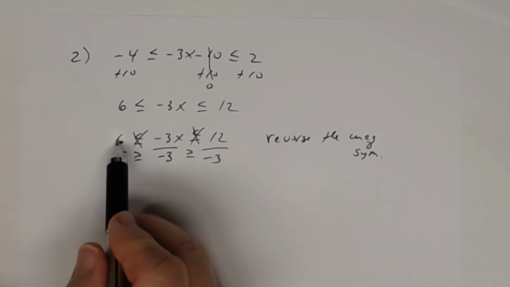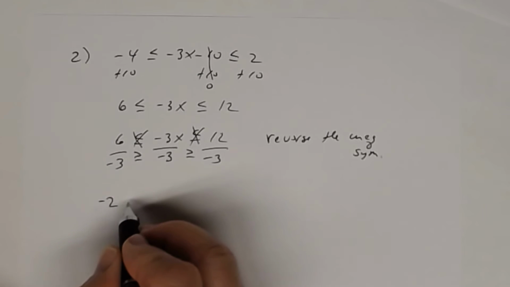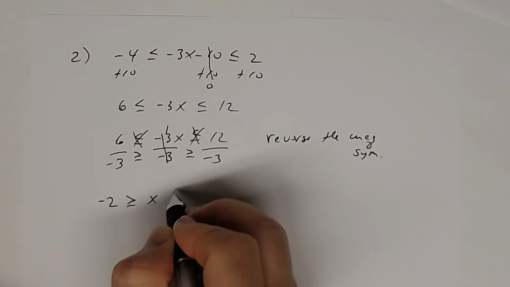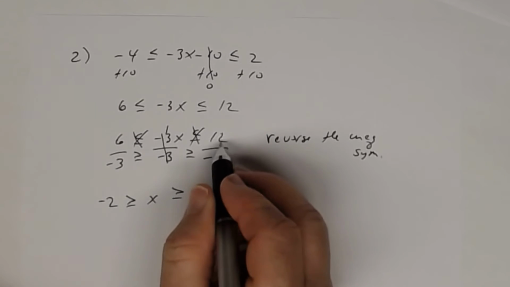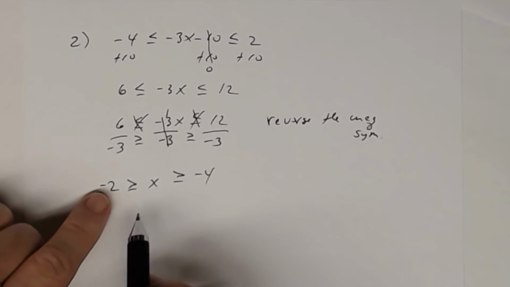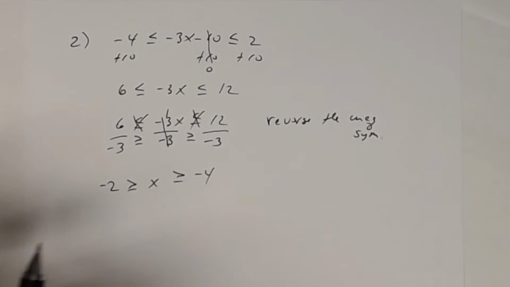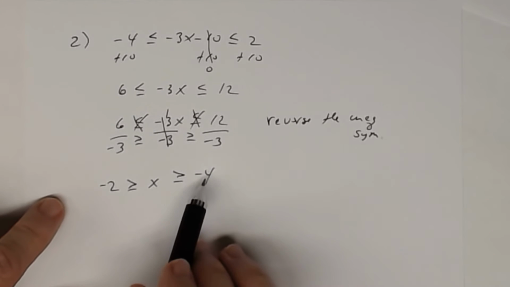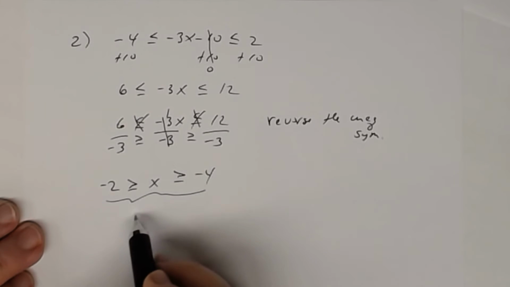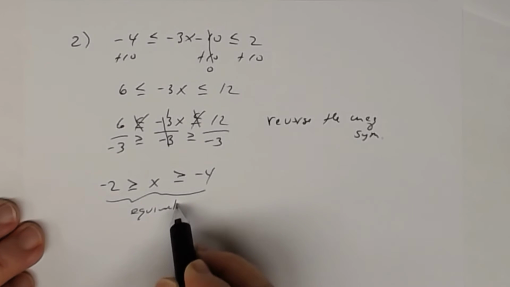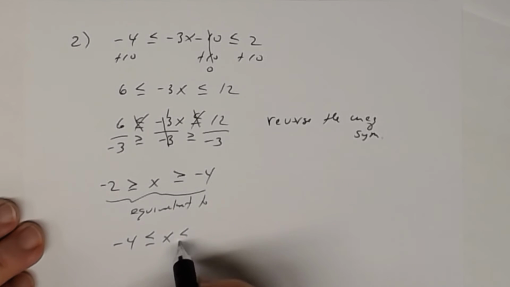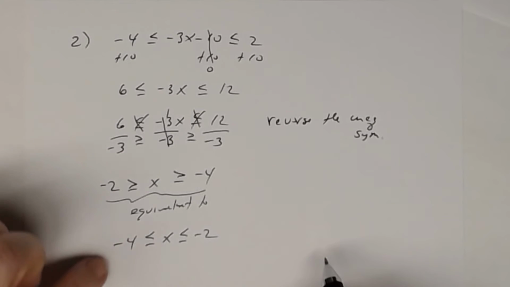And then simplifying, 6 divided by negative 3 is negative 2, is greater than or equal to negative 3 divided by negative 3 is 1. 1 times x is x, is greater than or equal to 12 divided by negative 3 is negative 4. All right, but remember we tend to write statements from smallest to largest. You know that negative 4 is smaller than negative 2. So this statement right here is equivalent to this statement. Negative 4 is less than or equal to x, is less than or equal to negative 2. Those statements are the same.